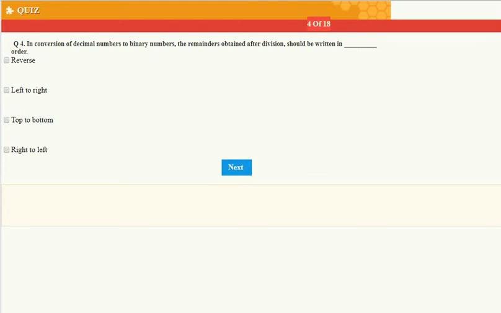In conversion of decimal numbers to binary numbers, the remainders obtained after division should be written in dash order. When we are converting a decimal number into binary numbers, the remainder obtained after division we write in reverse order.